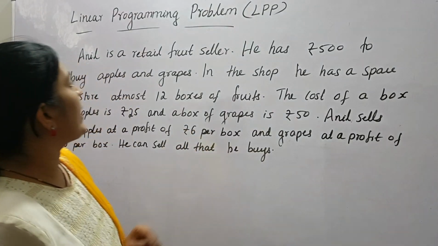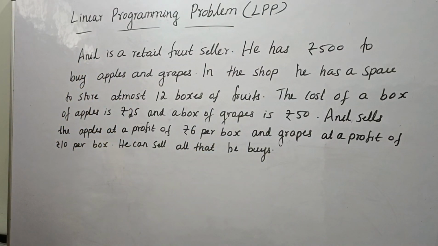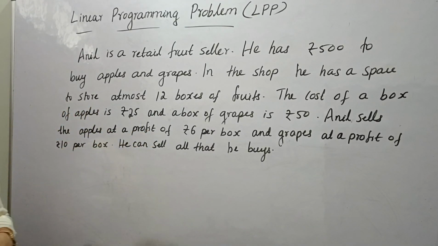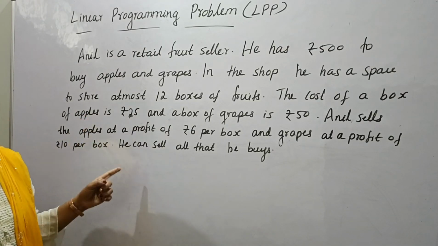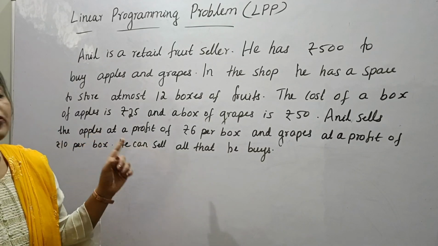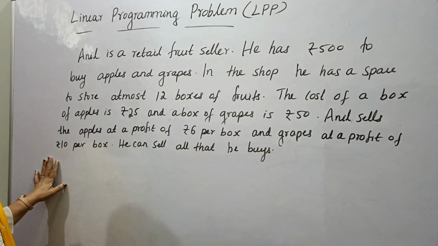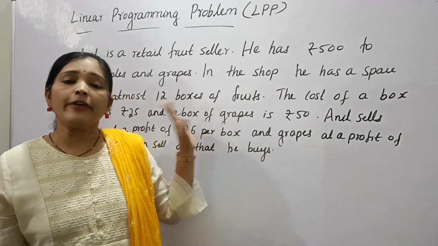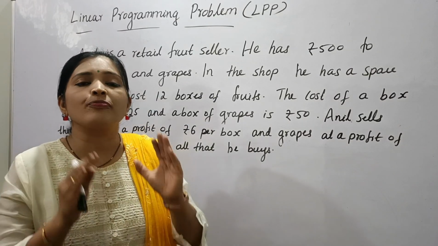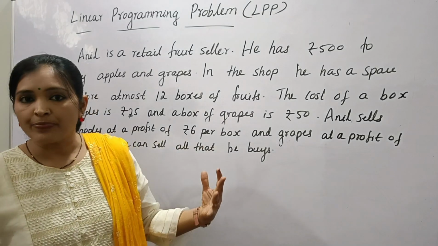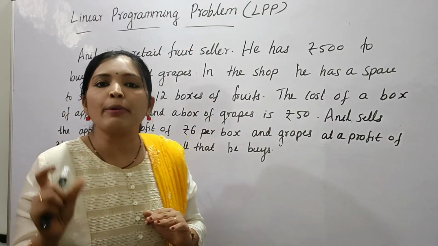For example, let's go through an example. Anil is a retail fruit seller. He has rupees 500 to buy apples and grapes. In the shop, he has a space to store at most 12 boxes of fruits. The cost of a box of apples is rupees 25 and a box of grapes is rupees 50. Anil sells the apples at a profit of rupees 6 per box and grapes at a profit of rupees 10 per box. He can sell all that he buys. Let's find the number of boxes of apples and number of boxes of grapes that he should buy and sell to get a maximum profit.